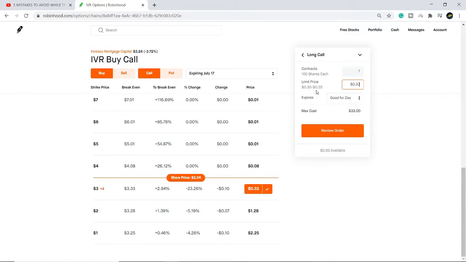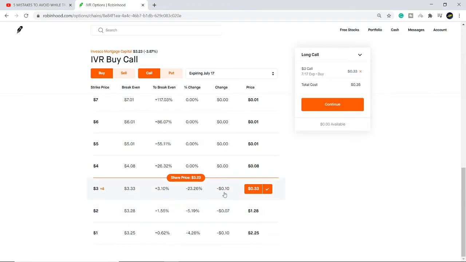The closer it is to the middle, the faster, in my opinion, it gets filled, so you don't have to wait that long. If you click 30 cents, well, I don't think people want to sell that, because it's somebody else who's selling you this contract. So that's why you want to meet them in the middle. So $33 or 33 cents times 100, which is $33, whatever. And then you can review order and you can buy that.